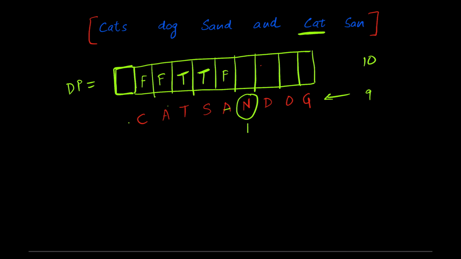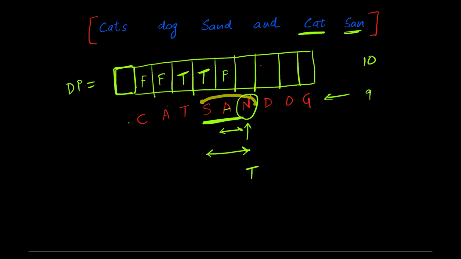Next character is N. N does not exist in the dictionary. So we'll include A to it. AN doesn't exist either. So we'll include S. The word exists after including S to it. Here's where things get interesting. We cannot simply put true here because we want to make sure that if we are taking SAN as one of the words, the word before it should also exist in the dictionary.